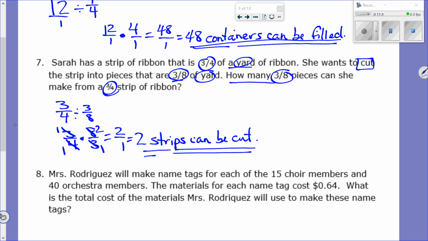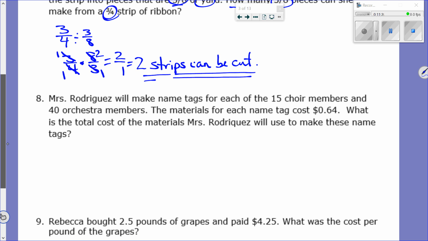Everyone doing okay so far? Good. Let's go to number 8.